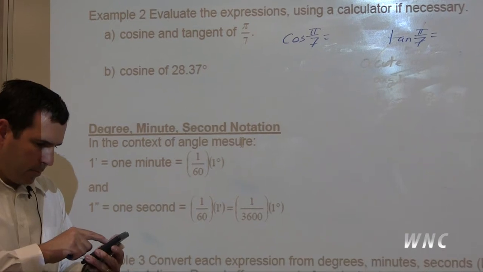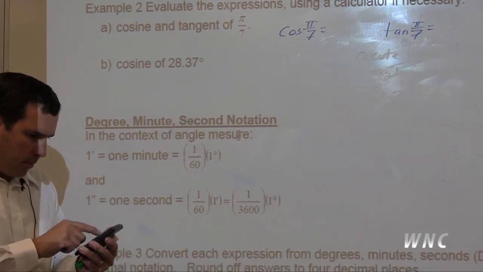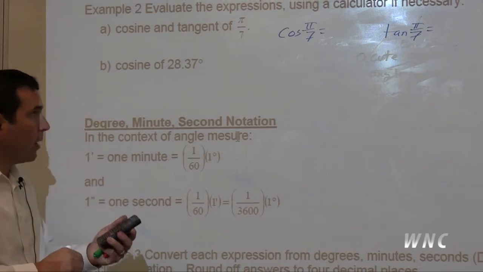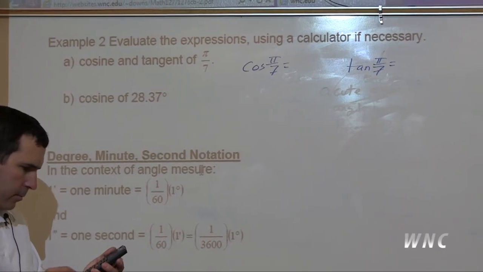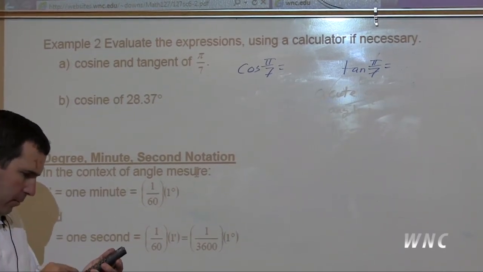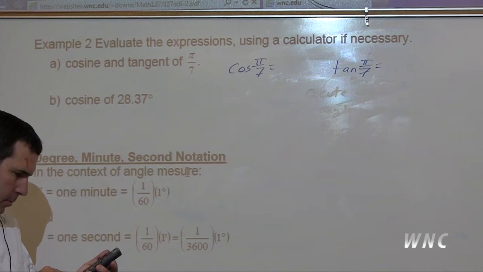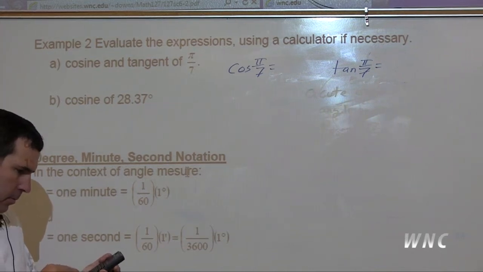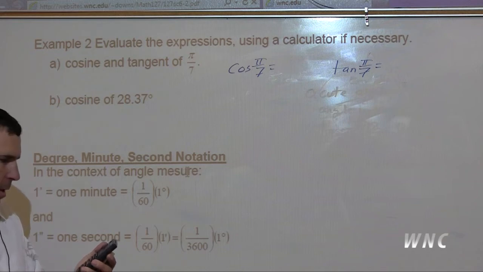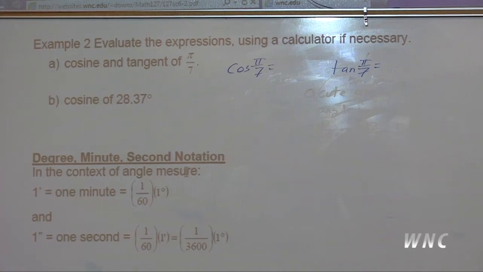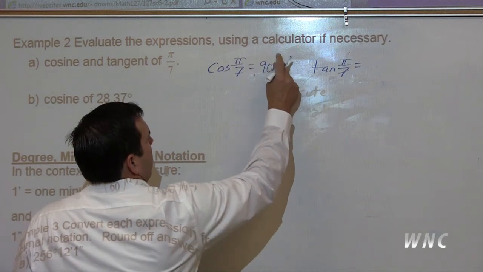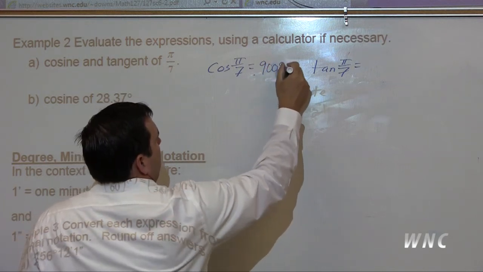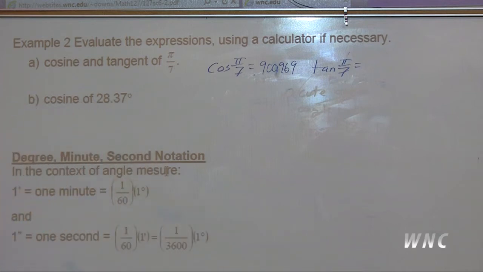That didn't do anything. There we go. So cosine of pi over 7. So I'm going to type in cosine. Okay, that's not quite what I wanted. So I put in my pi over 7, I hit my cosine button, and what do we come up with here? 0.900969. Then we'll do tangent of pi over 7.